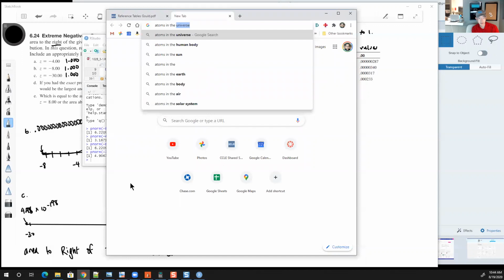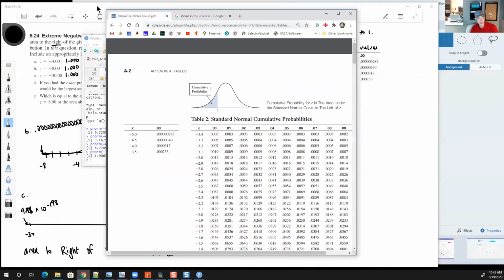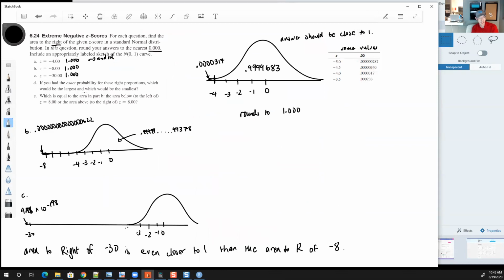Atoms in the known universe. What is this? 10 to the 78, okay? There are somewhere between 10 to the 78 and 10 to the 82 atoms in the known observable universe, right? So we know atoms are tiny, and we know the universe is big, and if we counted every single one, we'd get something between 10 to the 78 and 10 to the 82, and here we're on the order of 10 to the negative 198. This is orders of magnitude bigger. Okay, so anyway, orders of magnitude even smaller, I guess.